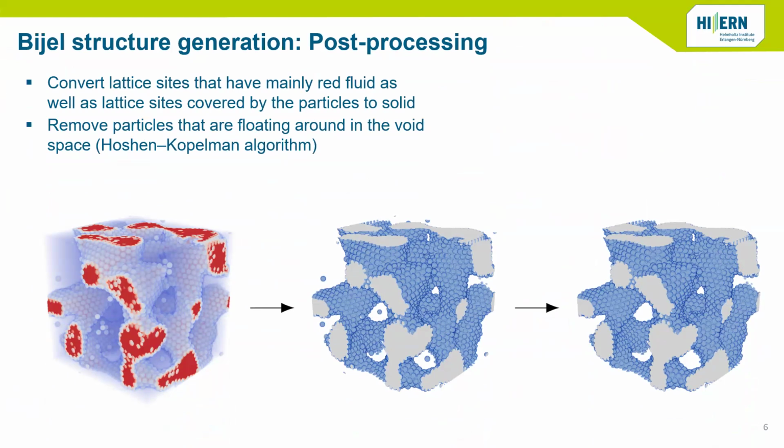They would normally be flushed out, so we also have to remove them in our simulations. For that, we make use of the Hoshen-Kopelman algorithm. And then we end up with these kinds of structures.